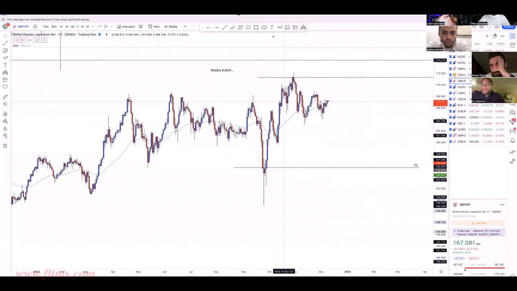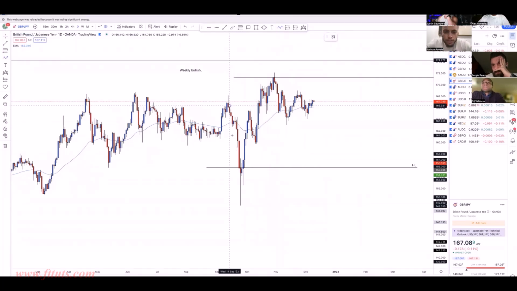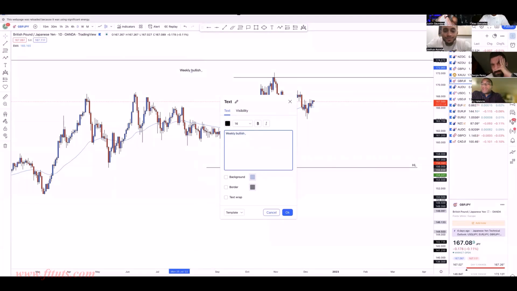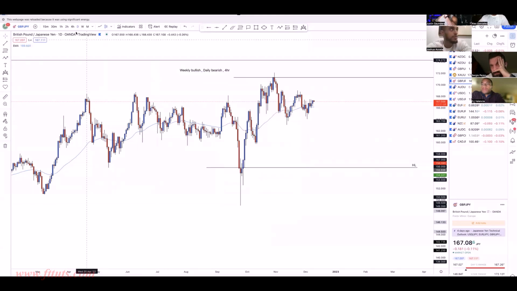Bearish, bullish, let's see. So we have here lower low, higher low, higher high, higher low, lower low, lower high, lower low. We are technically still bearish on the daily. So daily time frame is bearish. So now we go to the 4 hour.